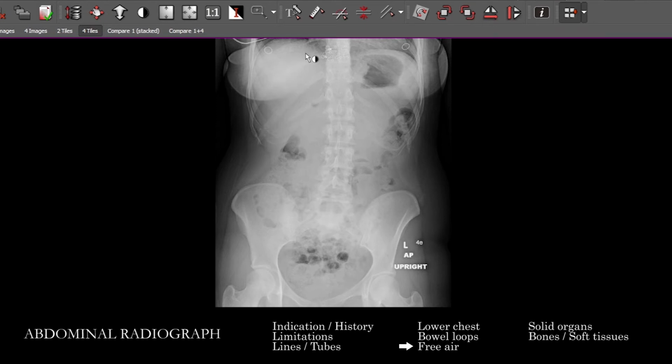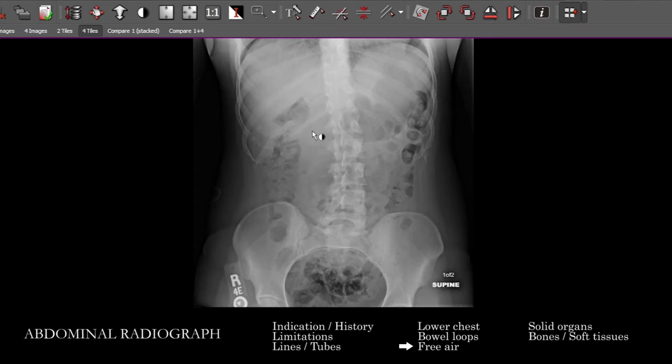These sorts of things would be like lucent liver, air outlining the diaphragm, like a continuous diaphragm. You can see it outlining little ligaments, such as the falciform ligament, or just up near the upper abdomen, outlining the liver or other solid organs in the upper abdomen. That's generally on the upright view. You can sometimes see it outline the gallbladder.